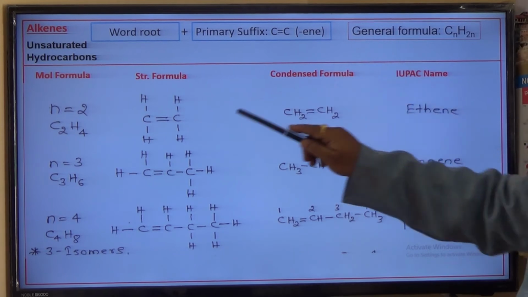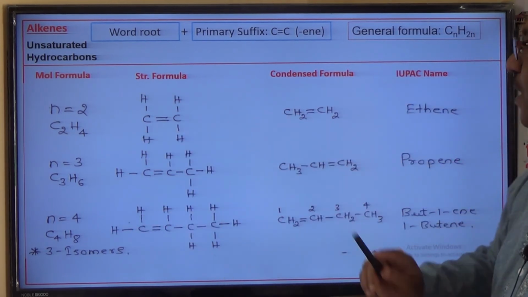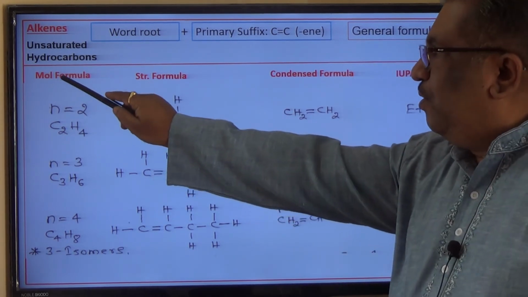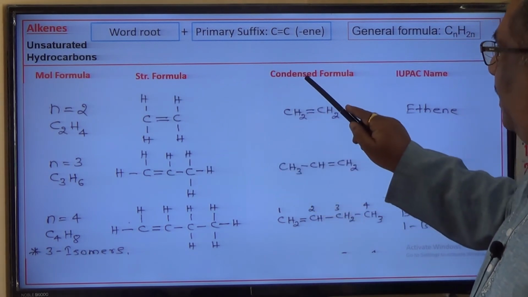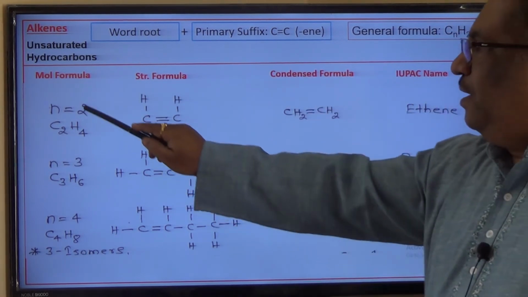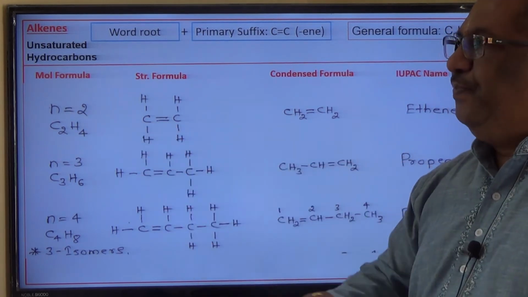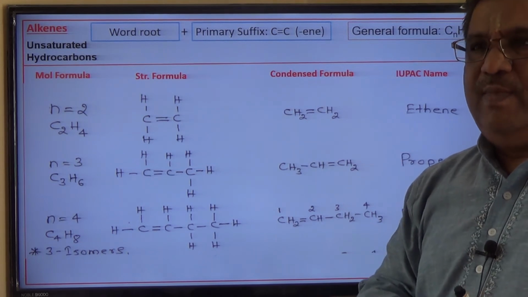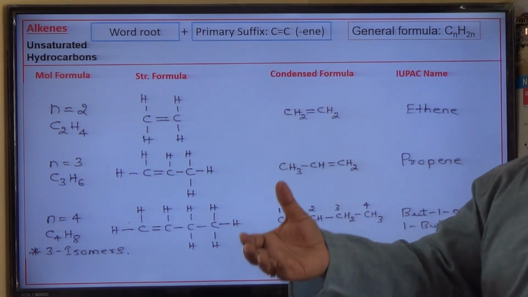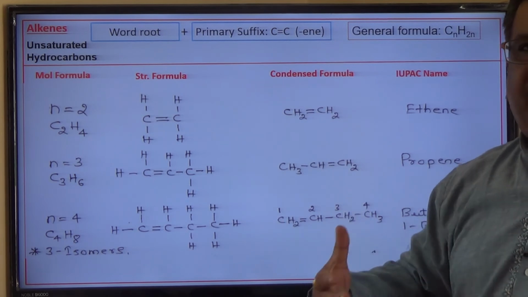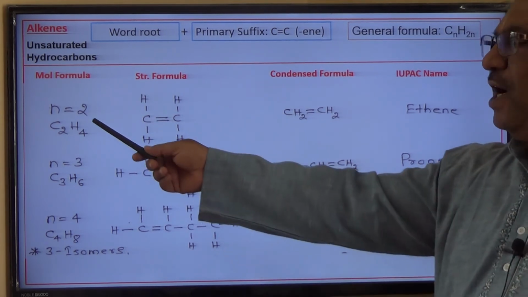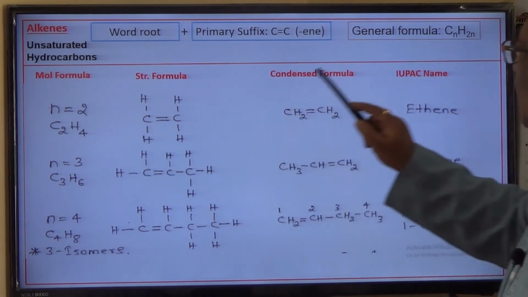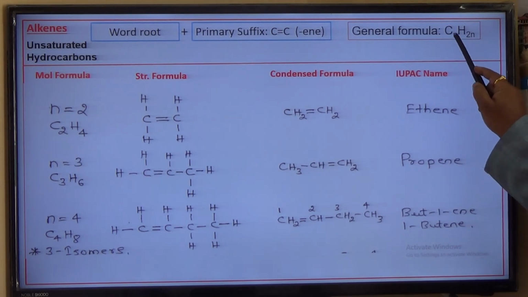What is the general formula? How do you derive the molecular formula? General formula CnH2n. So: molecular formula, structural formula, condensed formula, IUPAC name. Let n equal 2. As I said, alkenes and alkynes begin with n equals 2. Why is it so? Because we definitely need at least one double bond between carbon atoms. In that case, there must be 2 carbon atoms in order to have a double bond. So n equals 2. Substitute n in this formula.